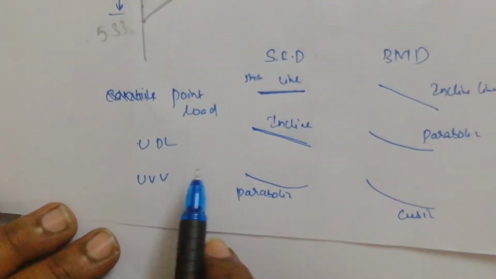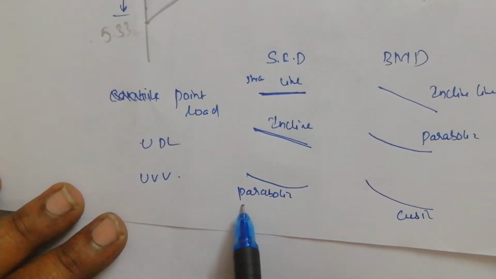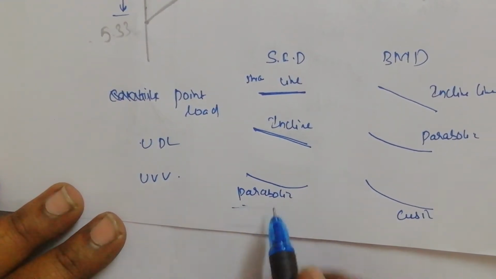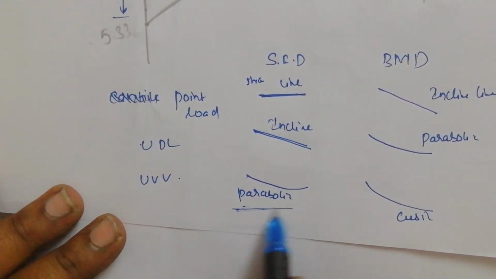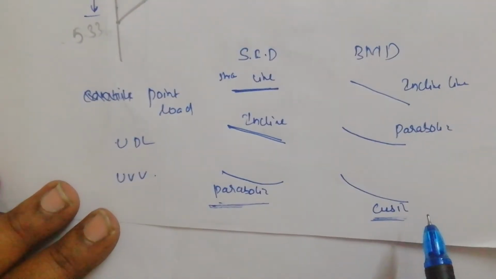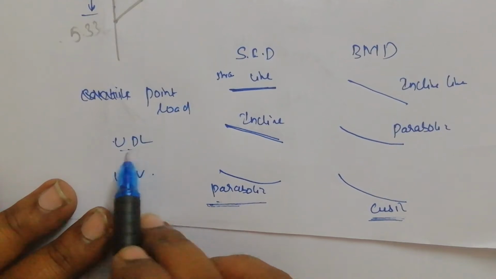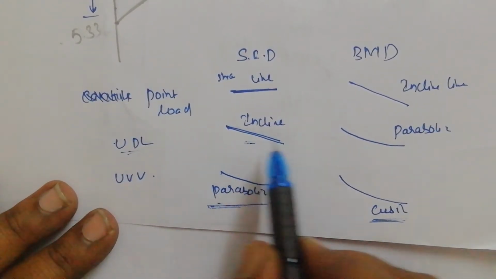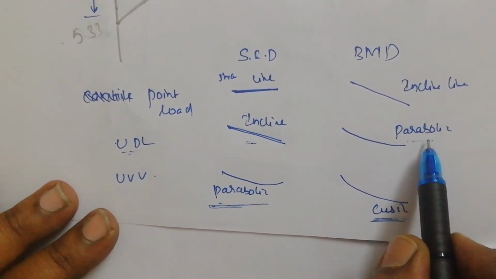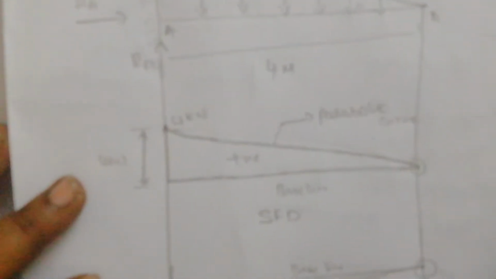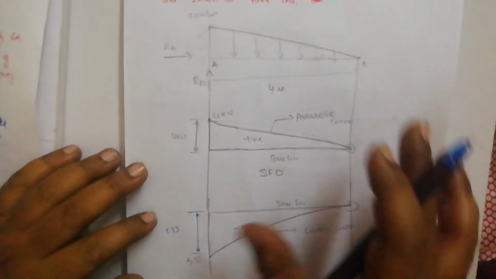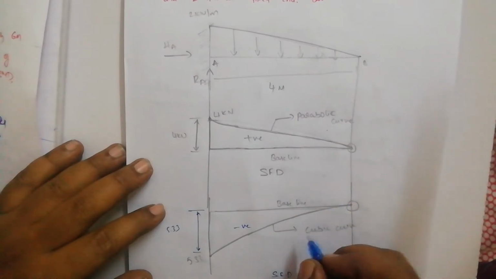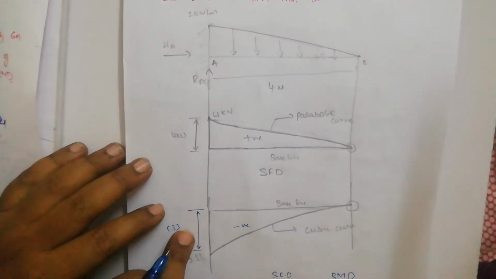So whenever UVL comes, obviously in your shear force diagram you will get a parabolic curve. Similarly in your bending moment diagram you will get a cubic curve. Similarly, whenever UDL comes, you will get an inclined line in the shear force diagram, and in the bending moment diagram you will get a parabolic curve. So in this way we will try to solve. See this whole figure now, how we have obtained the shear force and bending moment diagram. This is the entire diagram, how you have to draw, and you have to indicate the values and the plus and minus signs.